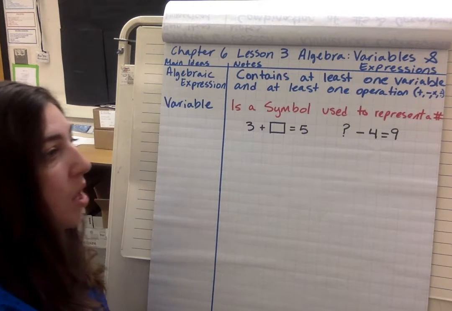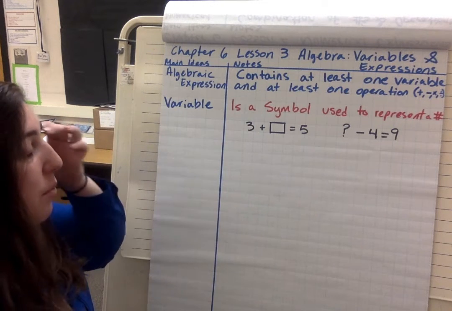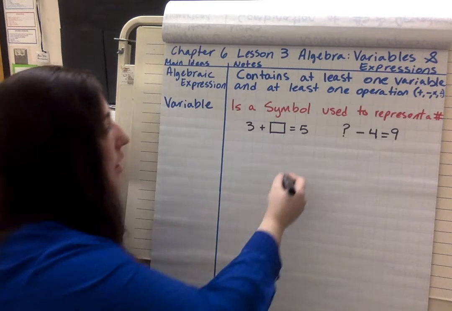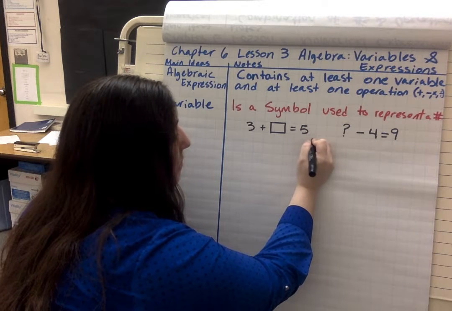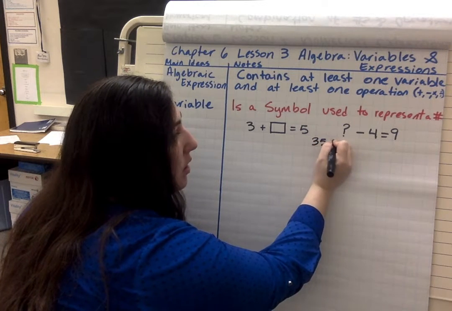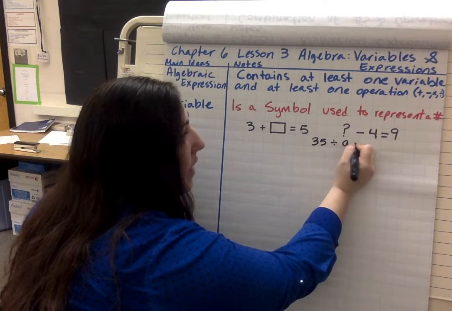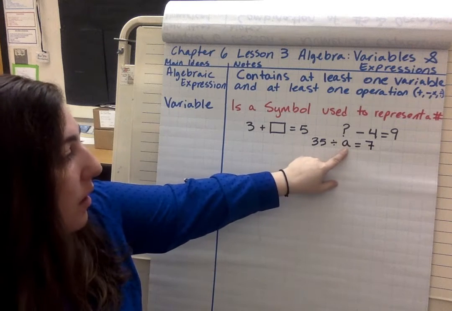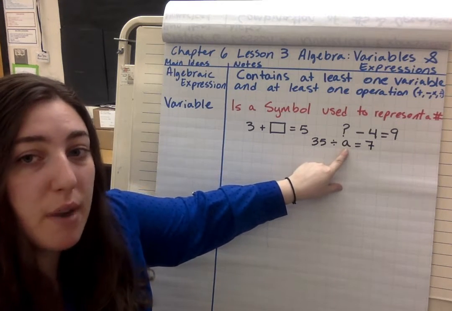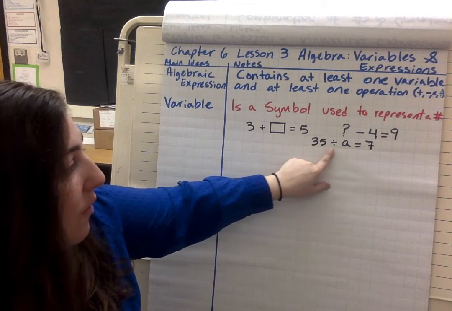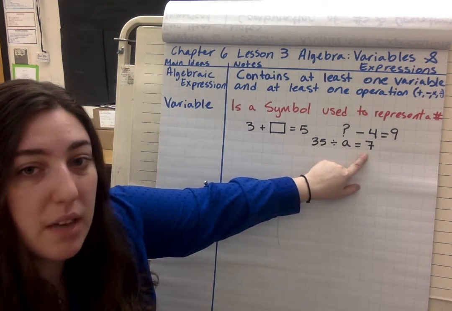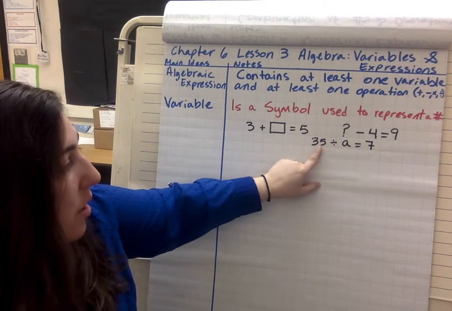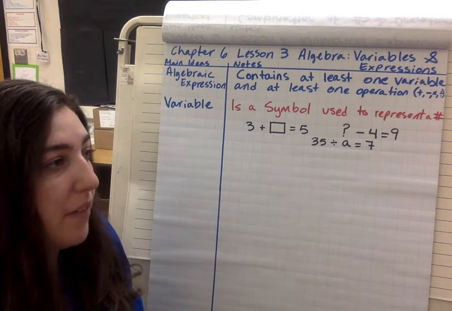Okay, so I'm going to write one more example. This example is going to be of how we are going to be using variables in this class. So let's say 35 divided by the letter A equals 7. Okay, so this letter that I'm using is a variable, and it represents a number. 35 divided by something equals 7. And that something is going to be the number 5, because 35 divided by 5 gives you 7.